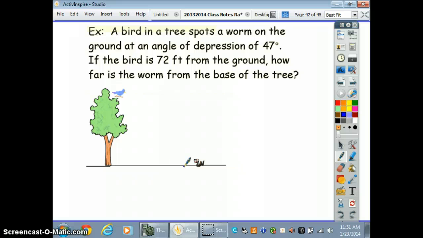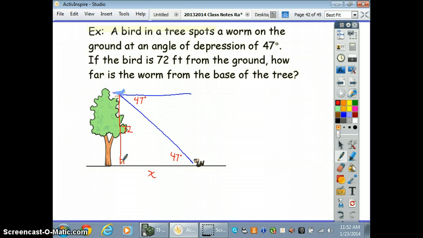Okay, a bird in a tree, the angle of depression is 47. So I'll draw a horizontal line out here, and then I'm looking down to the worm. This angle is 47 degrees, the angle of depression. That makes this angle also 47 degrees. There's that right triangle. And it says the bird is 72 feet from the ground. I need to find out this distance, how far the worm is to the tree.